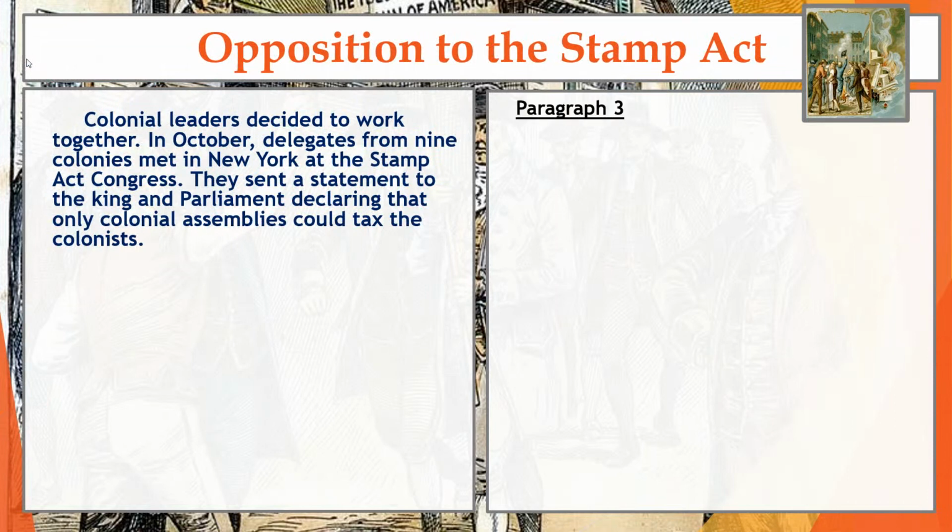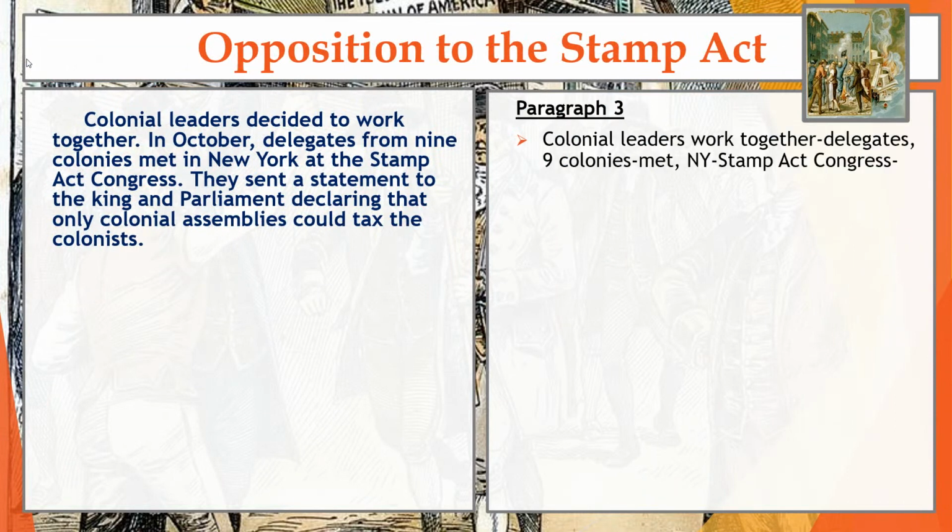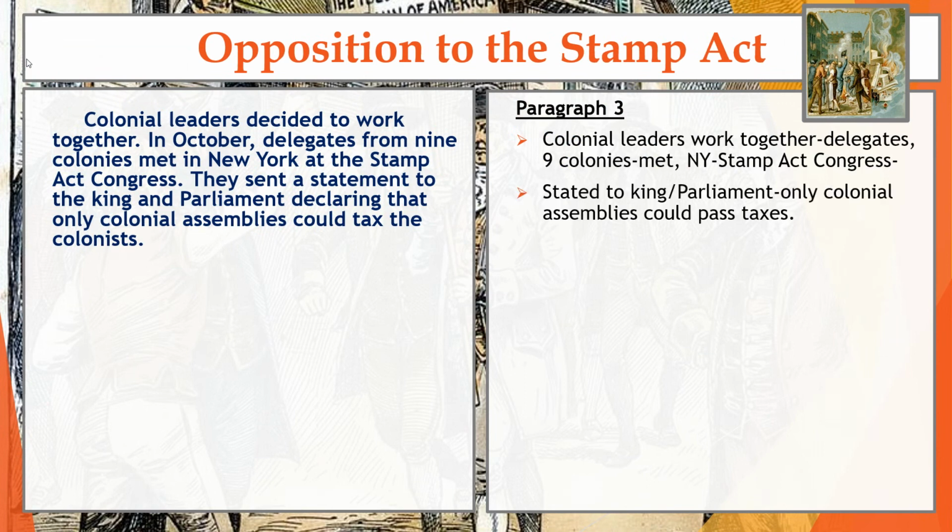So what did I get out of paragraph 3? What's important here? Colonial leaders worked together. Delegates, nine colonies met, New York, Stamp Act Congress. Notice how we simplified some of the things. And remember, when you take notes, you can use numbers, abbreviations, and hyphens, which I do here. Stated the king, Parliament, only colonial assemblies could pass taxes. Just what we said a minute ago. So without even looking ahead, I knew this was true.